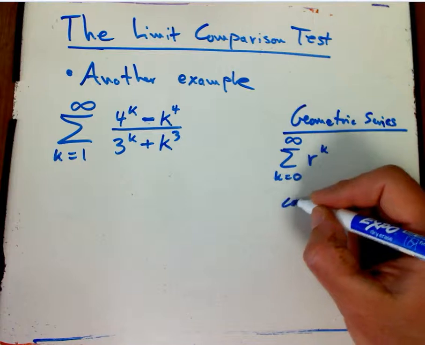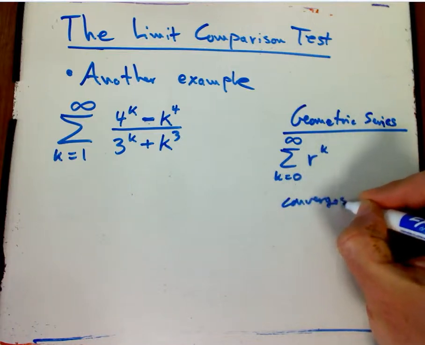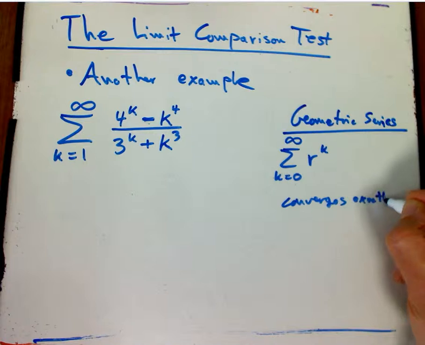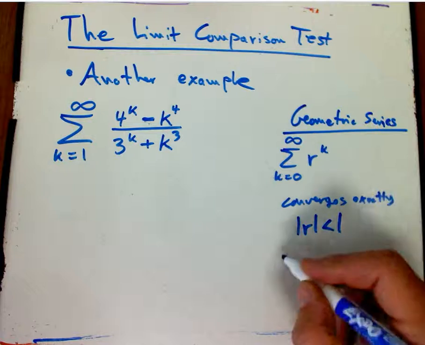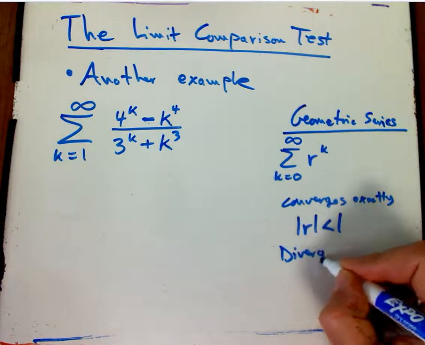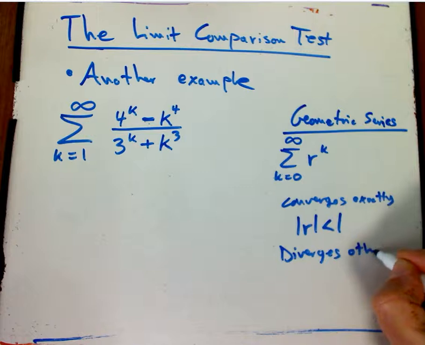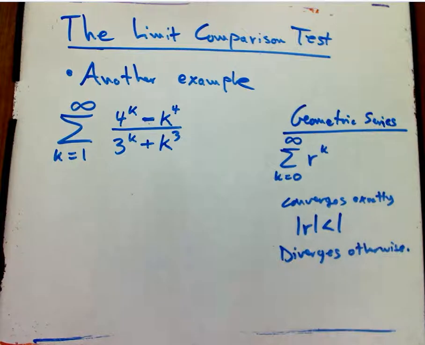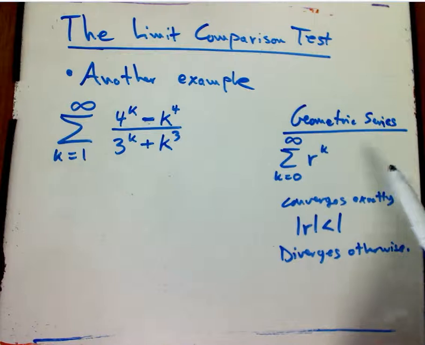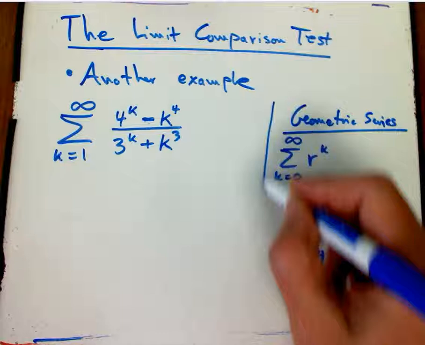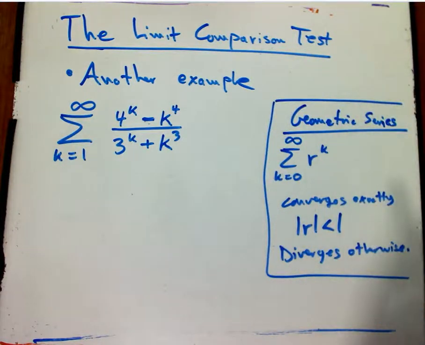This converges exactly when r is a small number: the absolute value of r is strictly less than 1, and it diverges otherwise. Until the next section, we're talking about series of positive terms, so we would just be looking at positive r's, and whether it's smaller than 1 or greater than or equal to 1. This is absolutely huge, probably the most important series of all, and it's a great comparison.